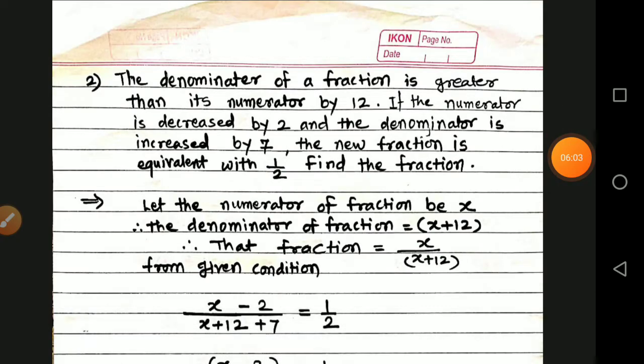Now see the next example. The denominator of a fraction is greater than its numerator by 12. If the numerator is decreased by 2 and the denominator is increased by 7, the new fraction is equivalent to 1/2. That means 1 upon 2. Find the fraction. This is a very easy example.